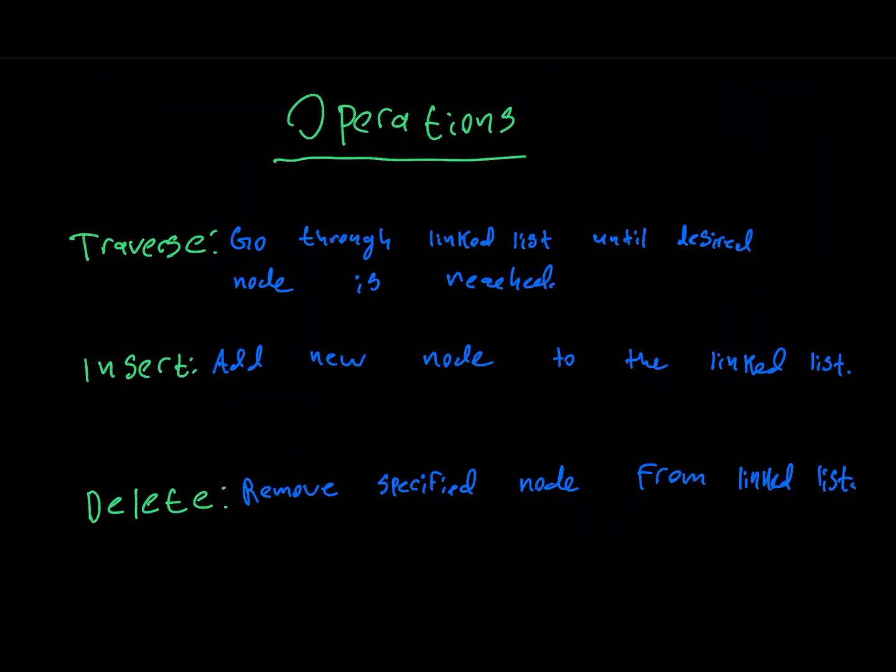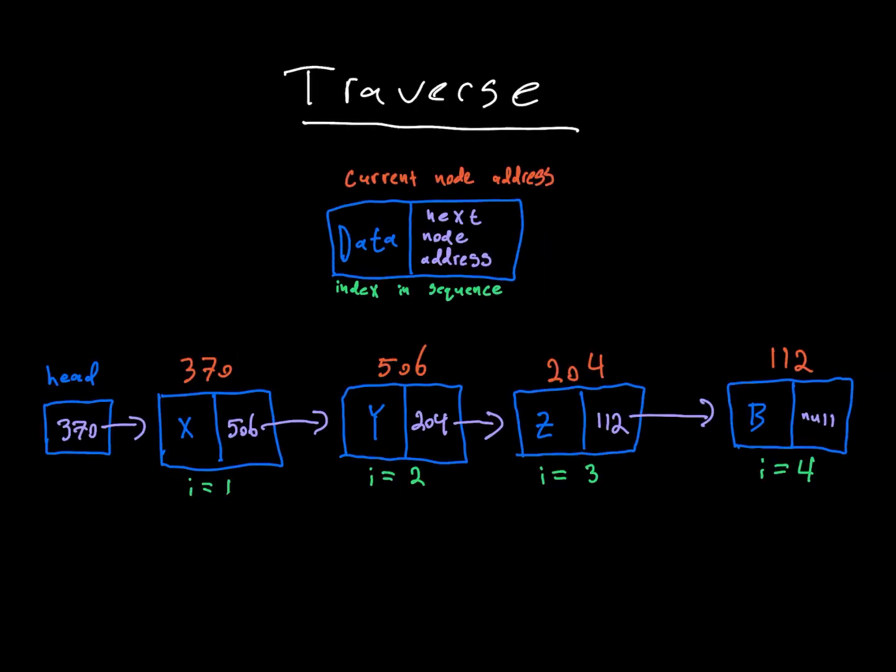There are 3 operations for a linked list. We have traverse, which you go through the linked list until the desired node is reached. Insert, add a new node to the linked list, and delete, remove the specified node from the linked list. Traversing. So imagine we want to get to the 4th node in the sequence, right? How would we do this?